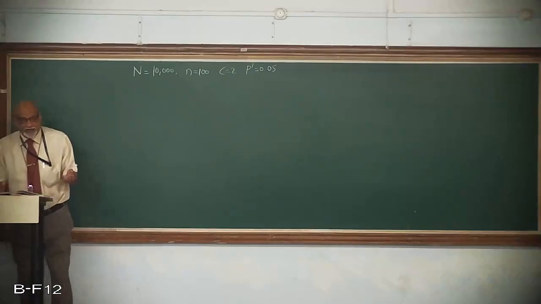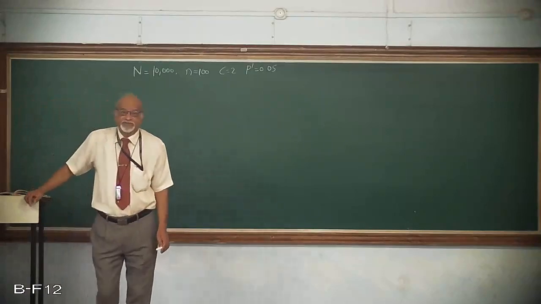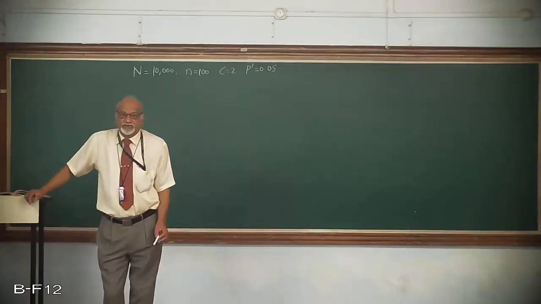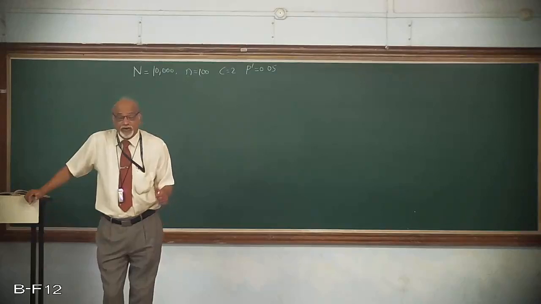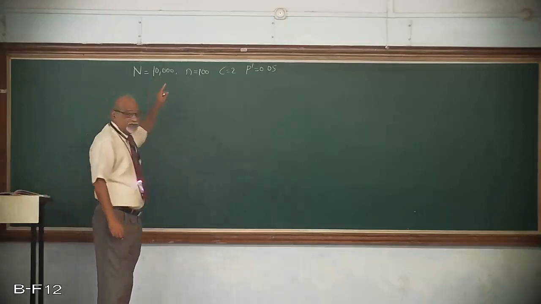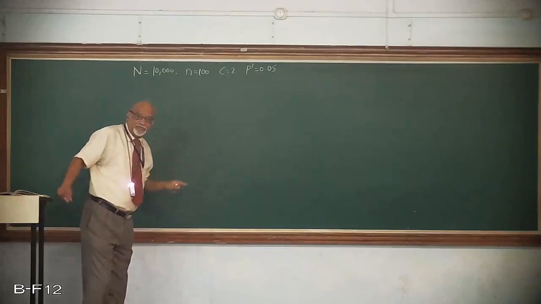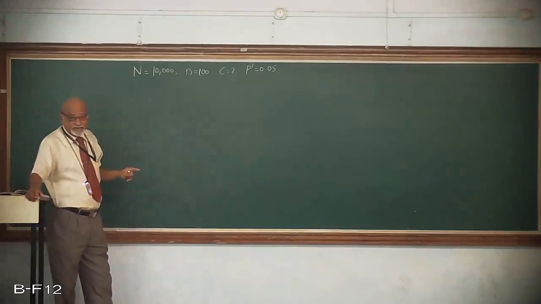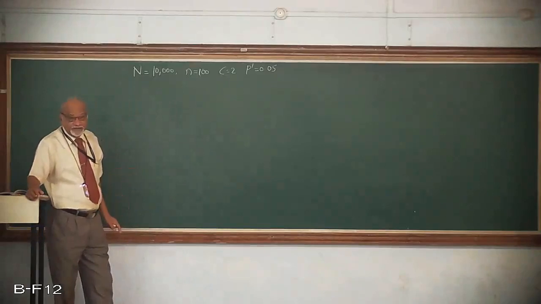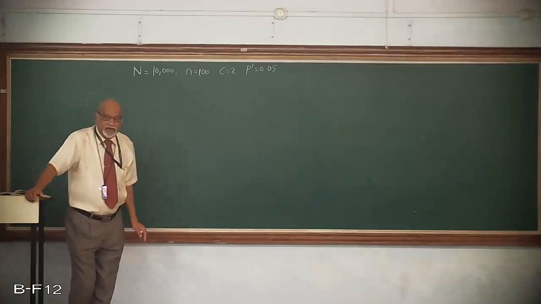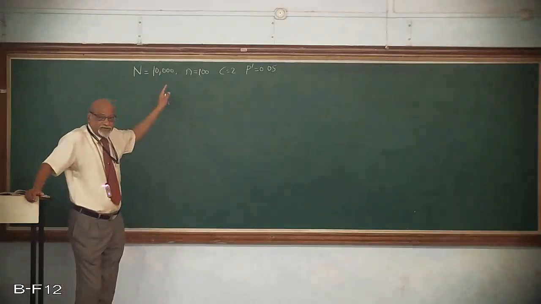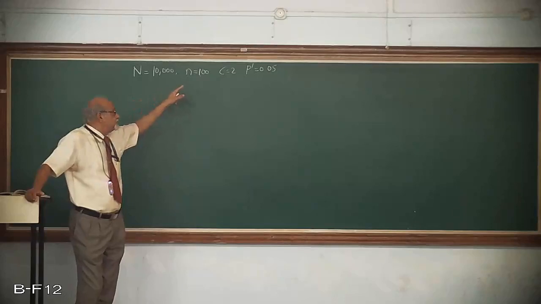If it is not that one, then the things will be very easy. There's no problem at all. So if it is under an acceptance rectification plan, on an average, how many items will be inspected per lot? Now the lot size is 10,000, sample size is 100, c is equal to 2 and p prime is equal to 0.05. That means a lot of 10,000 items containing 5% defective items has been offered, and out of this lot a sample of 100 is taken.